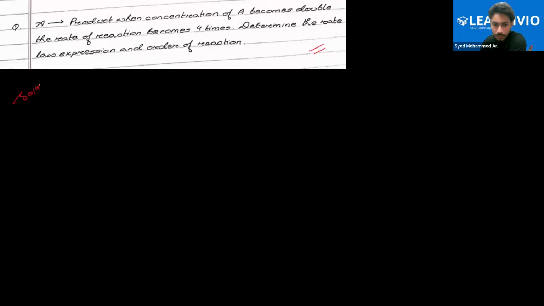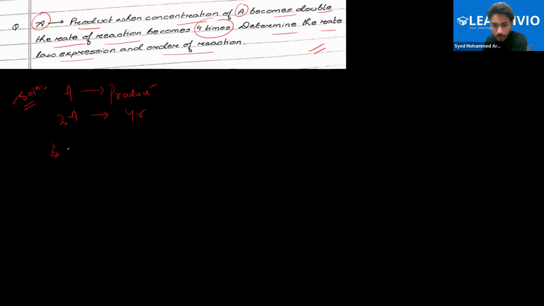Basically, what is given to me is A to the product. When the concentration of A becomes double, the rate of reaction becomes 4 times. Determine the rate law and order of reaction. So this is the question. First write the chemical equation. The concentration of A is doubled, and the rate becomes 4 times. Determine the rate law expression. This question is very simple.